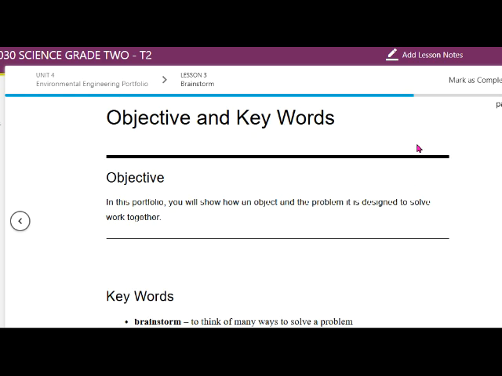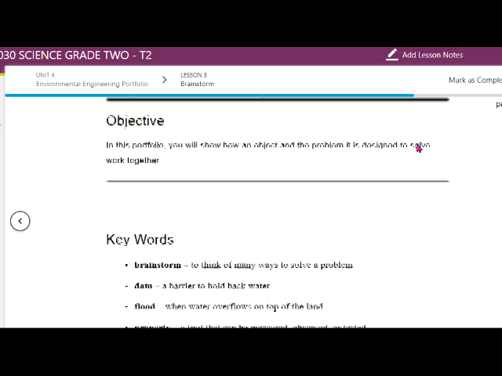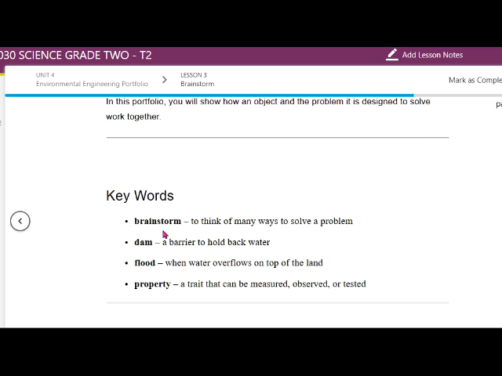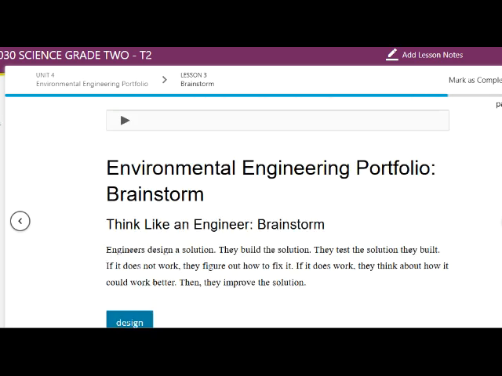All right, now we're going to show how an object and the problem it is designed to solve work together. That's our new objective or what we want to do. Brainstorming, remember, that means to think of many ways or ideas to solve a problem. A dam is what we're making. It's a barrier to hold back water. A flood is what we're trying to stop. It's when water overflows on top of the land. And a property is a trait that can be measured, observed, or tested. So like the strength of your materials, that would be a property.